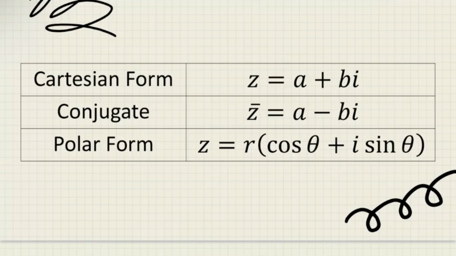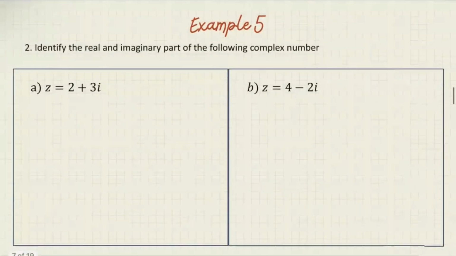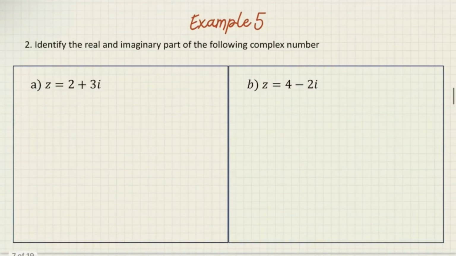So first of all, let's look at the first example, example 5. Example 5 dekat nota dia start dengan nombor 1 sebenarnya. Square root of negative 18 kan.